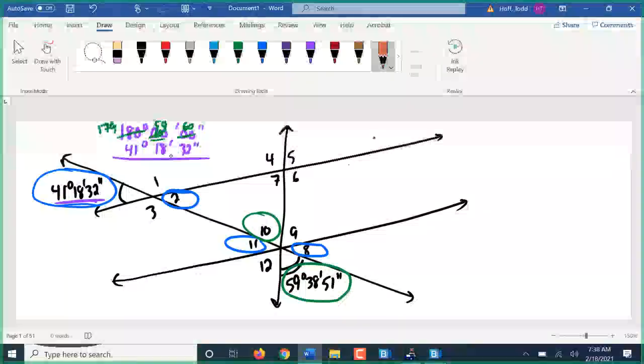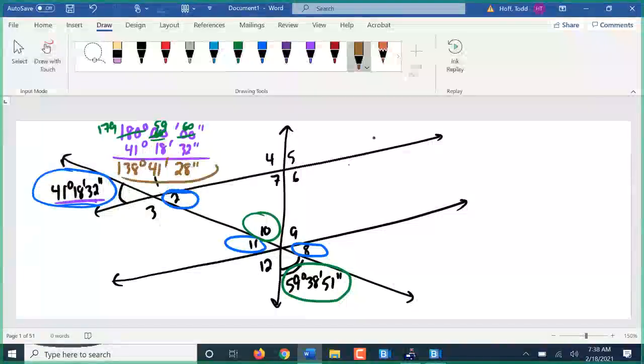60 minus 32 is 28 seconds. 59 minus 18 is 41 minutes. And 179 minus 41 is 138 degrees. Any angles that have to be the same as that? 3. 3, good. So now our next move is to come down into this area down here.